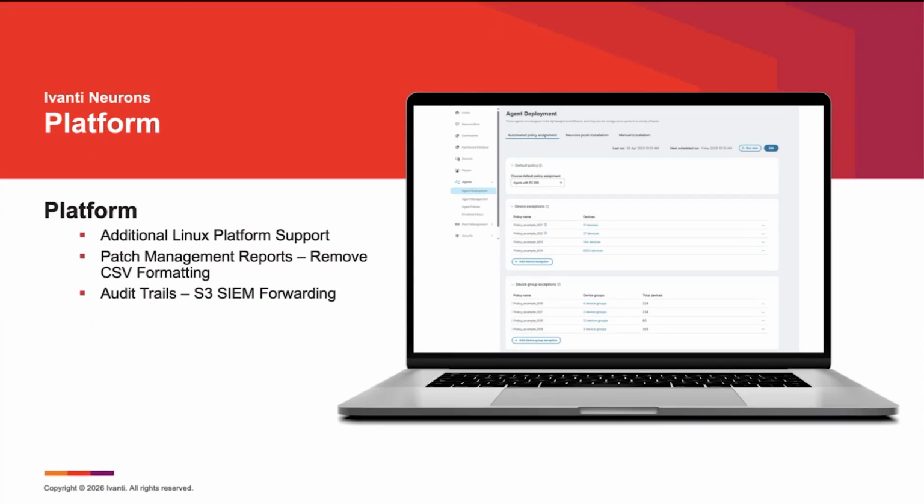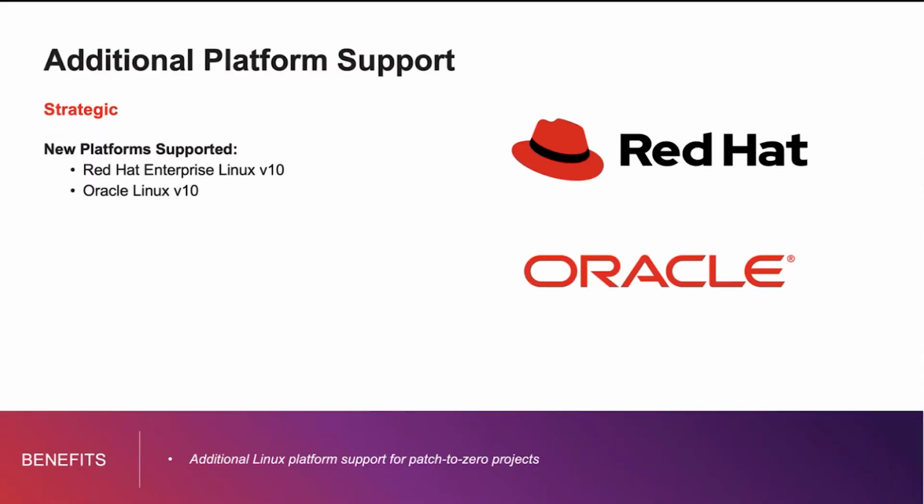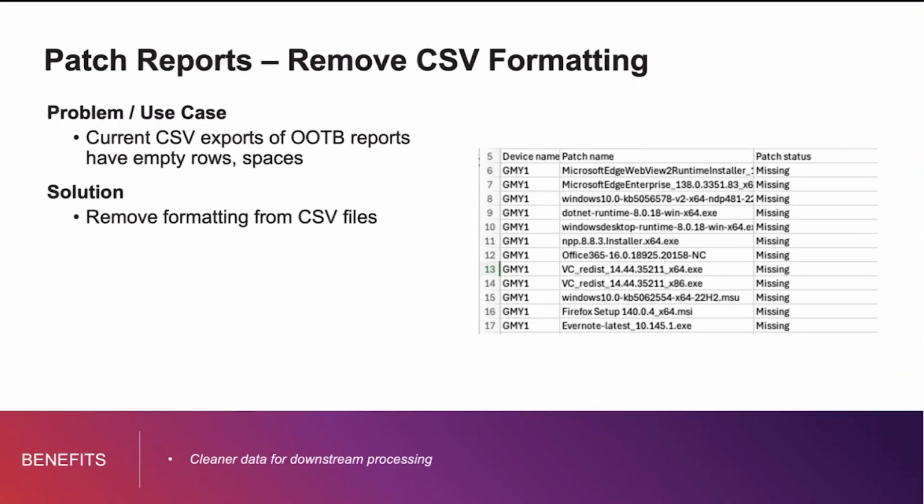So starting from a platform perspective, again, we continue to invest in depth and breadth of OS support. So as we jump in, really the first call out here is that we've enhanced the agent coverage to support Red Hat Linux version 10 and Oracle Linux v10. Primarily the use case here is going to be for the inventory for the patch side. And these are really the leading capabilities as we continue to enhance the coverage of operating systems. So really this is going to support the patch-to-zero capabilities we have from a patch perspective.